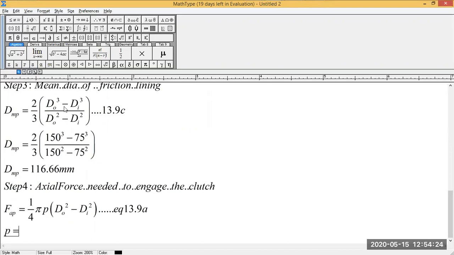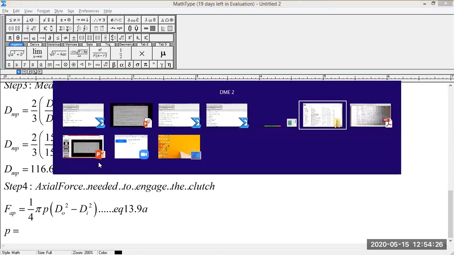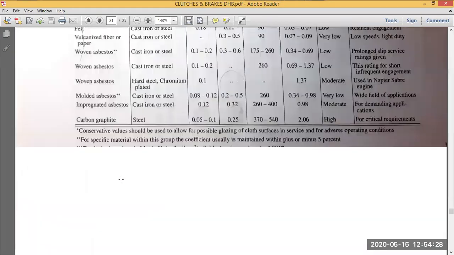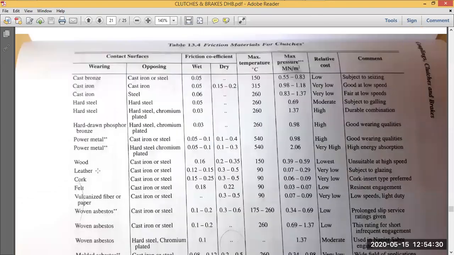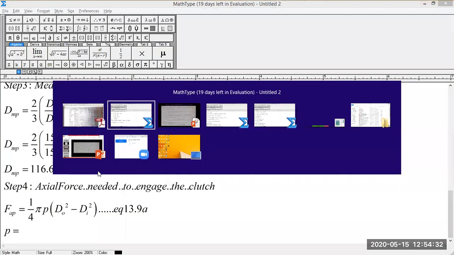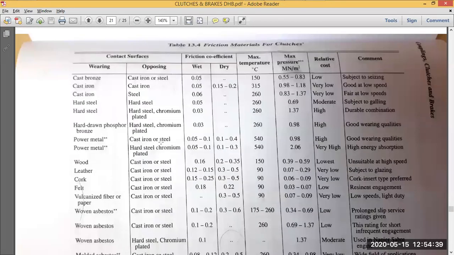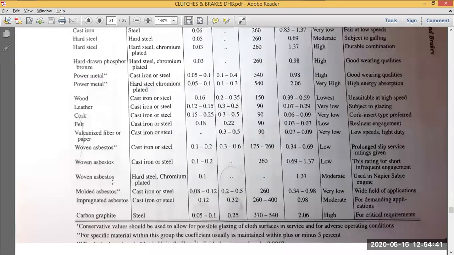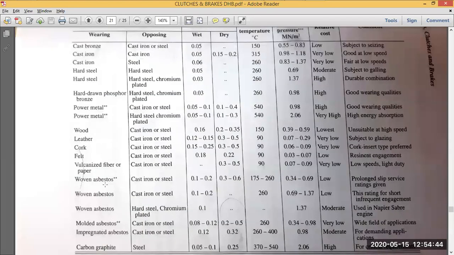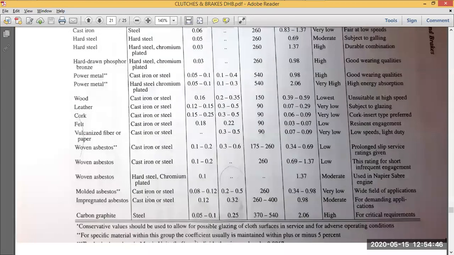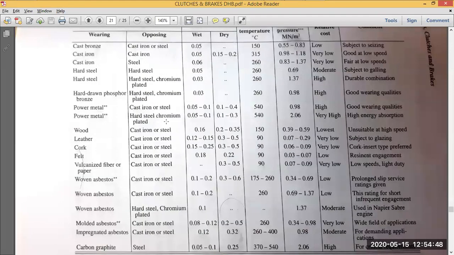Again, we need to go back to the data handbook. The combination given here is chromium plated and phosphor bronze. Let's see where it is. Chromium is here, and here, and here. Phosphor bronze is here. Nowhere else can we find phosphor bronze. This is the only combination here.